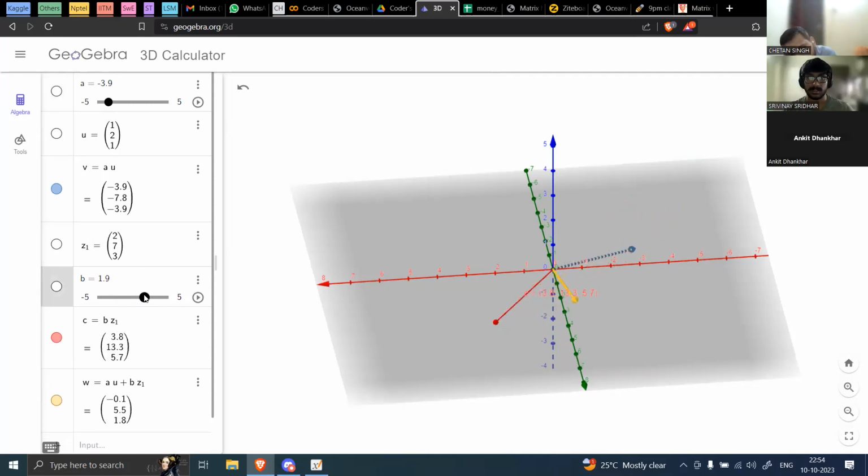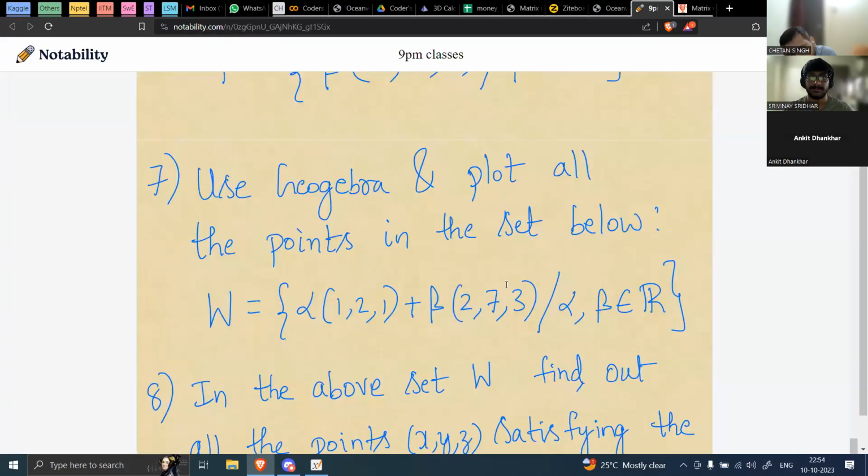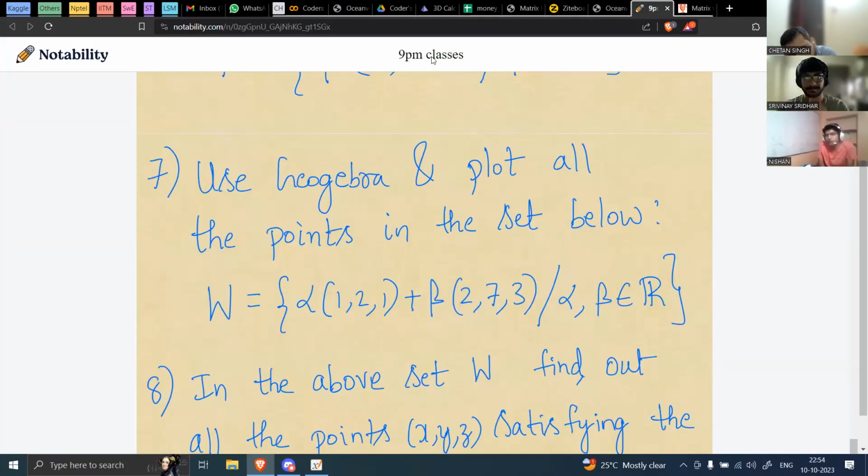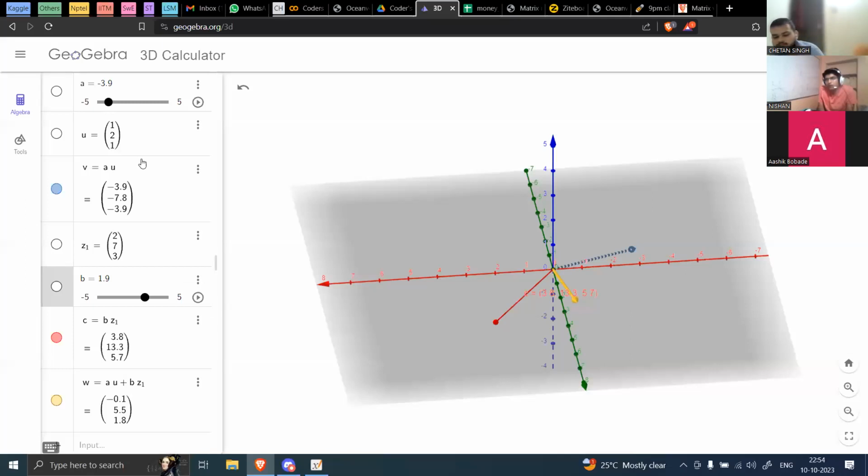Where all am I able to reach? So what does this create? Maybe make a set of points. First of all, let us make A and B equal to 1.